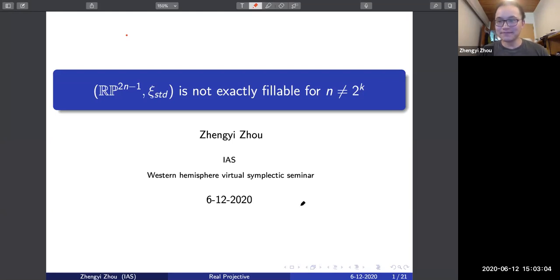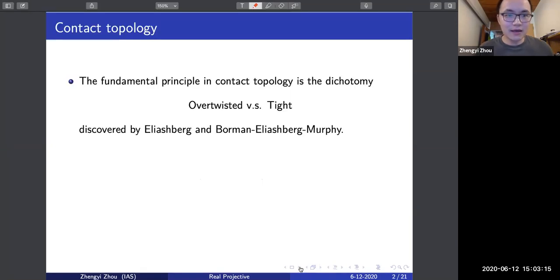So I'd like to talk about the contact topology of the real projective space. Let me first start with some basic things.